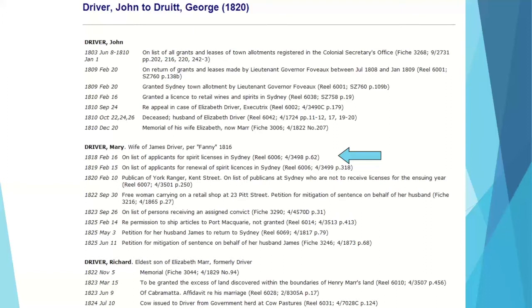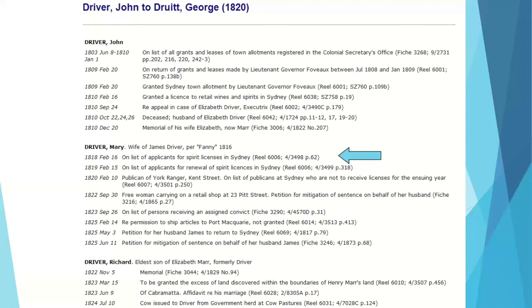She's applying to get a mitigation for her husband's sentence, so some sort of indulgence, whether it's to get a ticket of leave or to have that sentence reduced or something. She receives an assigned convict in 1823. Possibly her husband was assigned to her, but possibly another convict. In 1825, she's asked to ship articles to Port Macquarie, but that wasn't granted. In 1825, she's petitioned to get her husband, James, to return to Sydney. And then in 1825, again, she's petitioned for the mitigation of her husband's sentence.